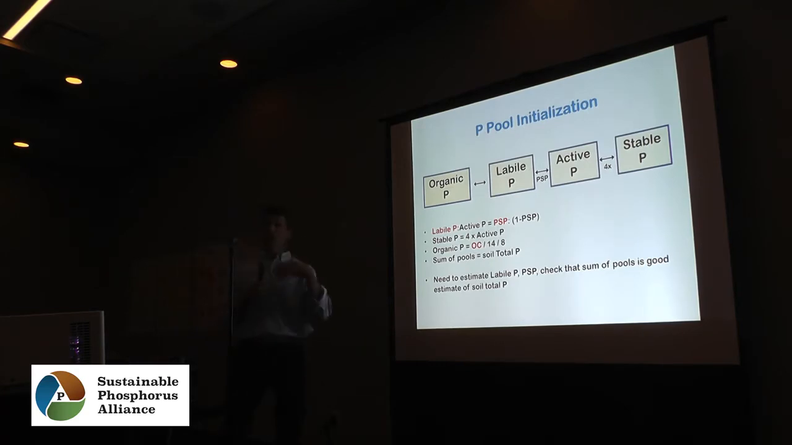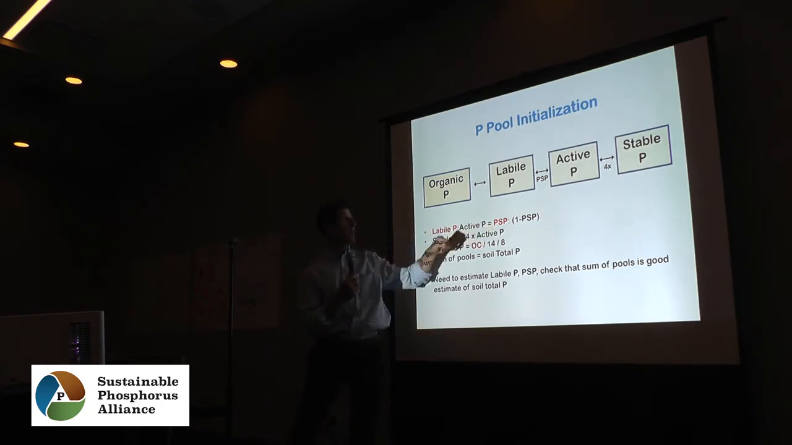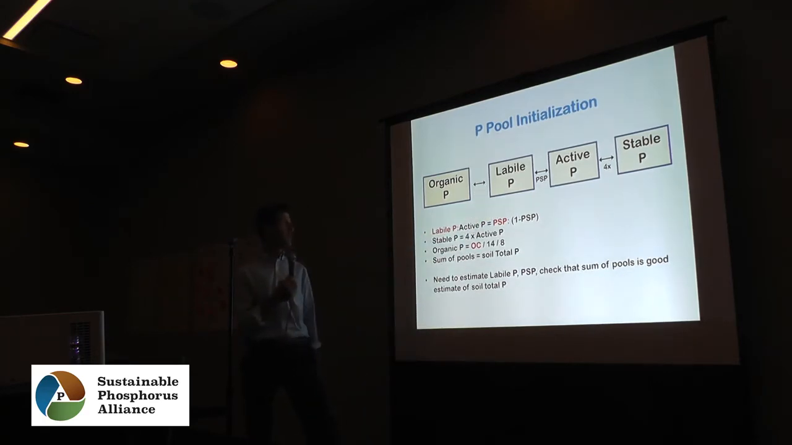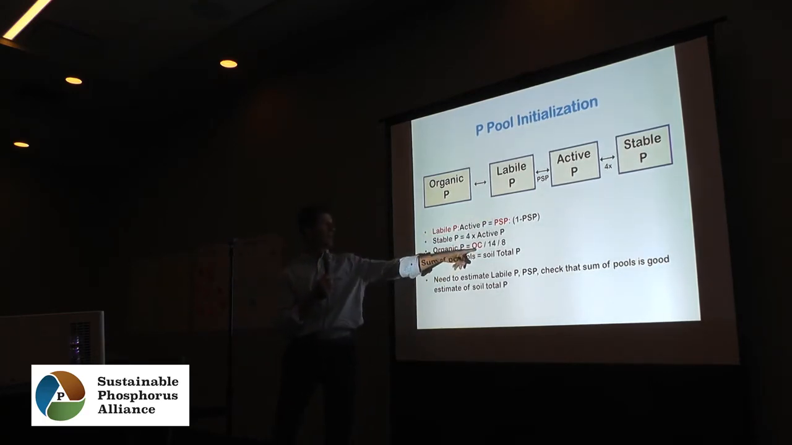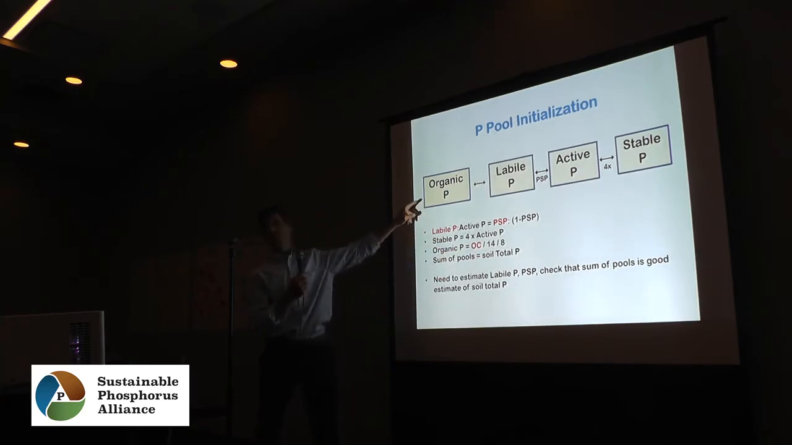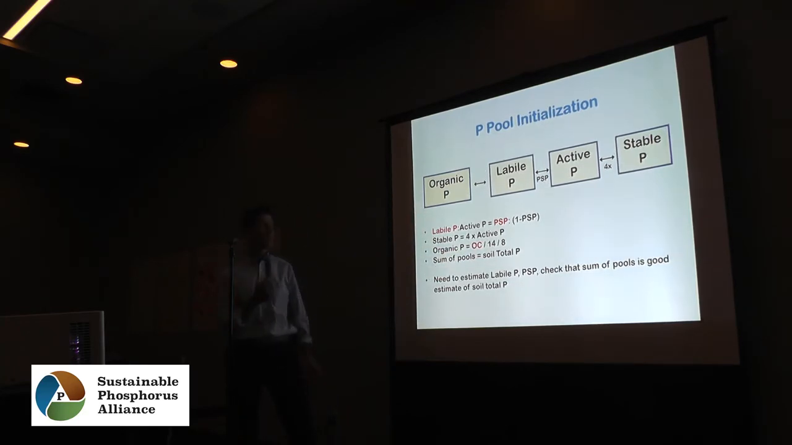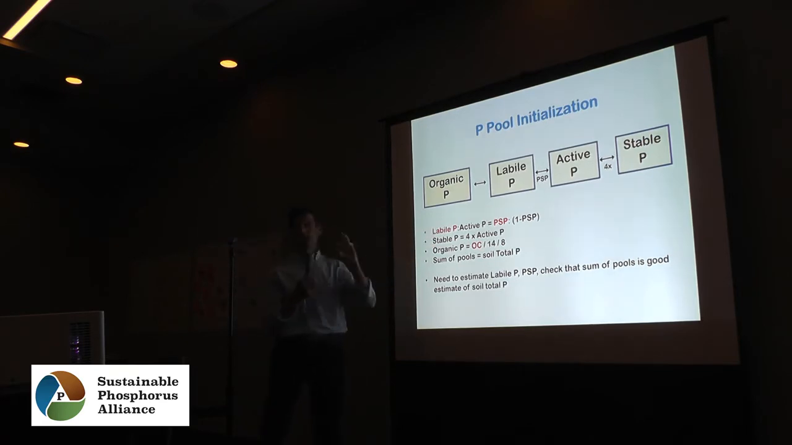First I want to talk about initialization. You set up the model. How do we make sure that these pools are set up the right size when we start? There are things that we need to tell the models. It's usually how much labile P there is, this PSP, which the model uses to determine how big that active pool is, and then the organic matter in the soil that's going to be used to initialize the sizes of those organic pools. So those are really the 3 things that you need to tell the model.